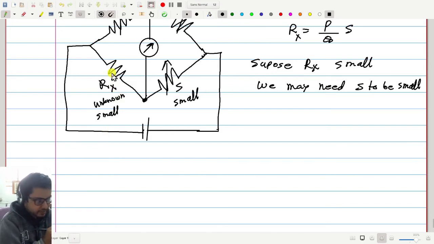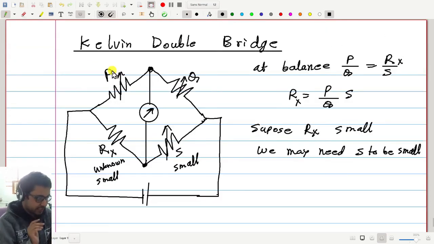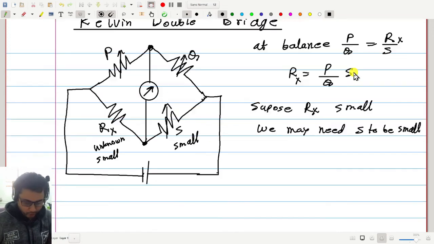Sir, can't we take Q to be very large or P to be small? Let me just tell you one thing, that very soon, today or tomorrow, we shall see that very large value resistances also have problems associated with them. So very large and very low value resistances are problems, medium values are fine. So don't take Q to be very large. That we will see maybe tomorrow.